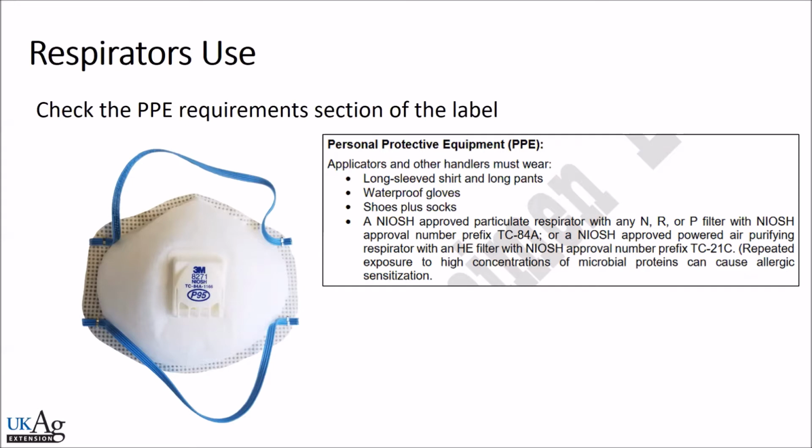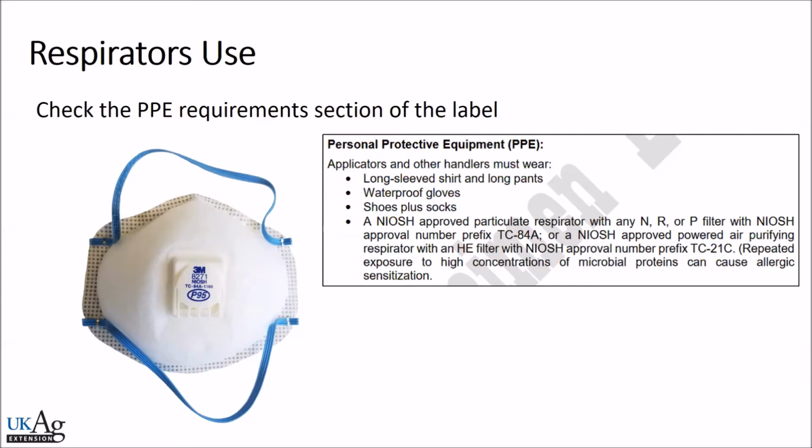In order to determine if a pesticide requires the use of a respirator and during which operations, you must read the Personal Protective Equipment, or PPE, section of the pesticide label you plan on using. This is near the beginning of the label in the precautionary statements section. If there's no mention of a respirator, then none is required.